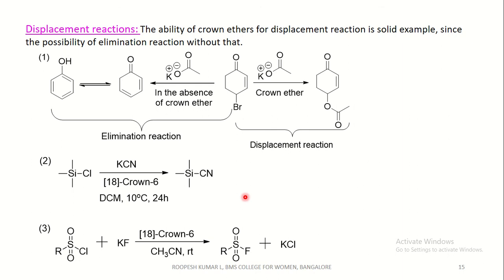Coming to the third one, you can see this sulfonyl chloride. Sulfonyl chloride is converted to the sulfonyl fluoride in the presence of KF and 18-crown-6 in acetonitrile as solvent at room temperature. That is, this 18-crown-6 transfers this fluoride ion to the organic phase, which attacks here, and KCl is eliminated. This is also a best example for a halogen exchange reaction, where the halogen is exchanged here.